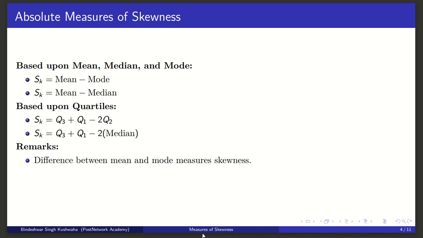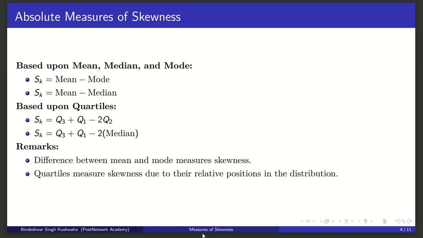There are some important points you can note. The difference between mode and mean measures skewness. If they coincide, there would not be any skewness. Quartiles measure skewness due to their relative position in the distribution, because Q1 is at the first position, Q2 in the middle, Q3 at the third. So if the distances from Q1 to Q2 and Q2 to Q3 are not equal, there would be skewness.